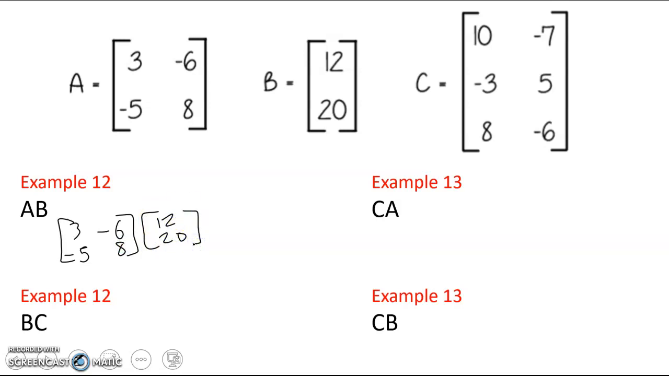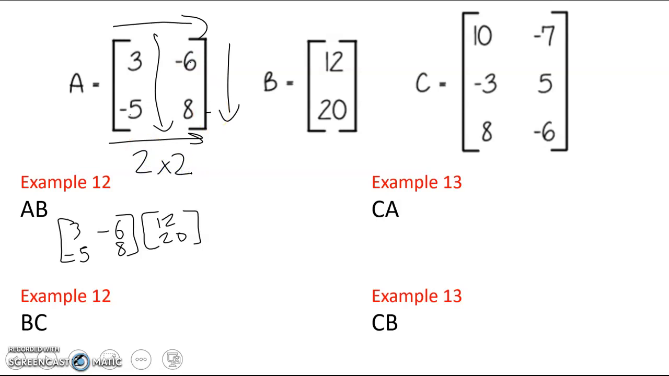So we have to determine whether or not we can multiply these out. Let's go ahead and determine the dimensions of all of these. A, remember, has 2 rows going left to right: the 3 and the -6, the -5 and the 8. And 2 columns going up and down: the 3 and the -5, and then the 6 and the 8. So this is a 2 by 2 matrix.